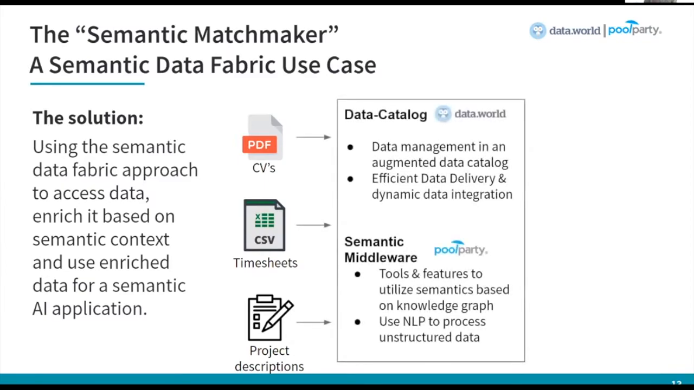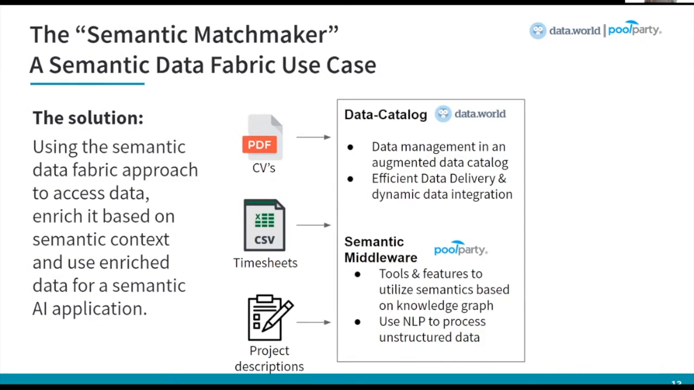What we do in this demo, we use the combined strength of a data catalog, data.world, and PoolParty as a semantic middleware to access the data in an augmented data catalog, to ensure that we have efficient data delivery and dynamic data integration capabilities to, on the one hand side, access the data, but also to deliver it.